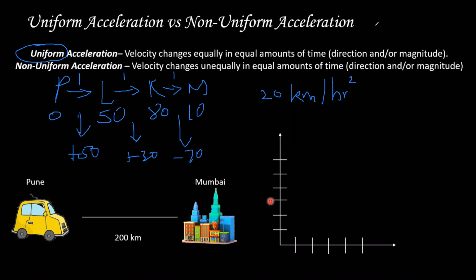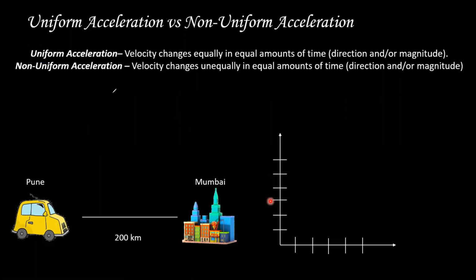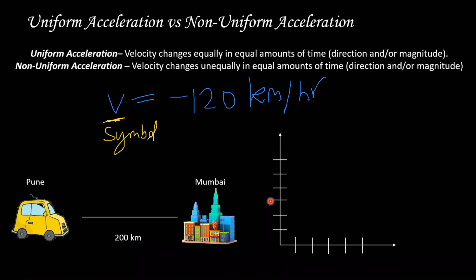And someone is asking me what magnitude is. Magnitude is nothing but, let's take the formula of velocity. So velocity is equal to minus 120 kilometers per hour. This is my symbol, this is my equality sign, minus 120 kilometers per hour, so this is my unit. Now two things are left, this and this. So minus is my direction and magnitude is 120.